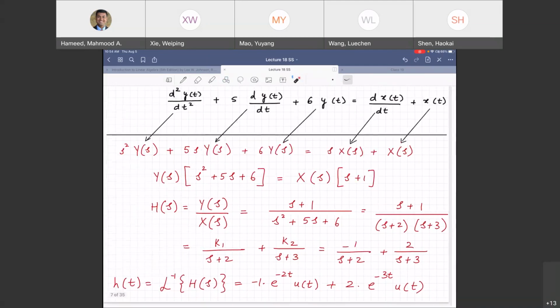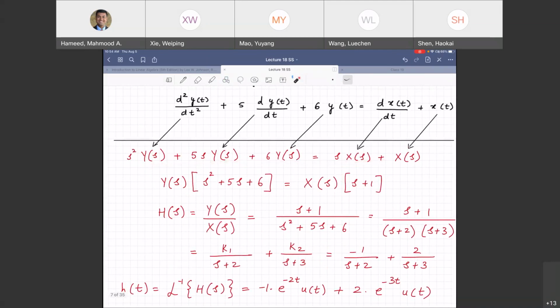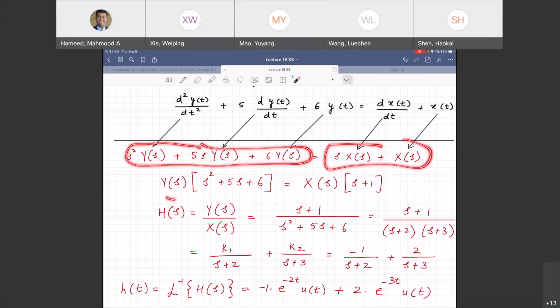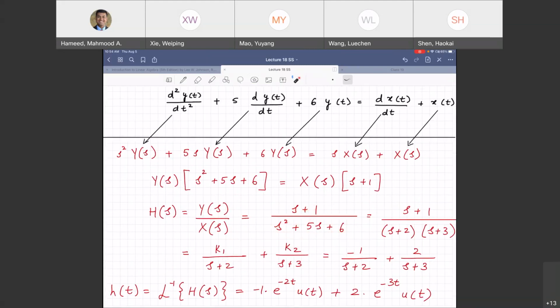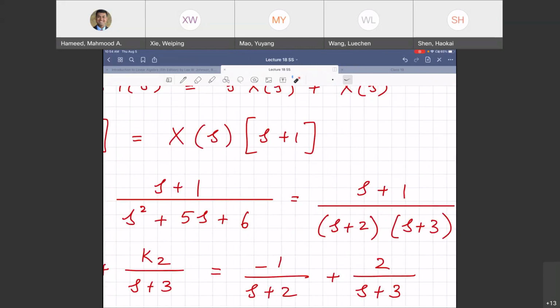Let's see. Once you get this, factor out a Y(s) from here, factor out an X(s) from here, and you get this. Then H(s) is simply going to be Y(s) divided by X(s). That's your transfer function. You have s plus 1 in the numerator. You have in the denominator a quadratic in s. Factor it, and you have two factors in the denominator.